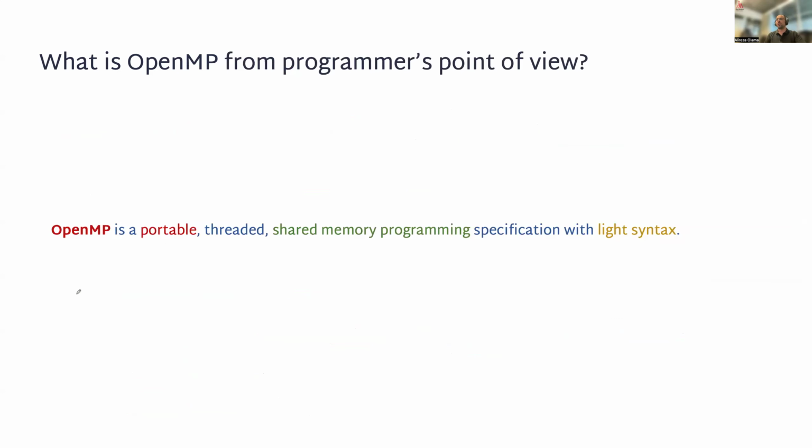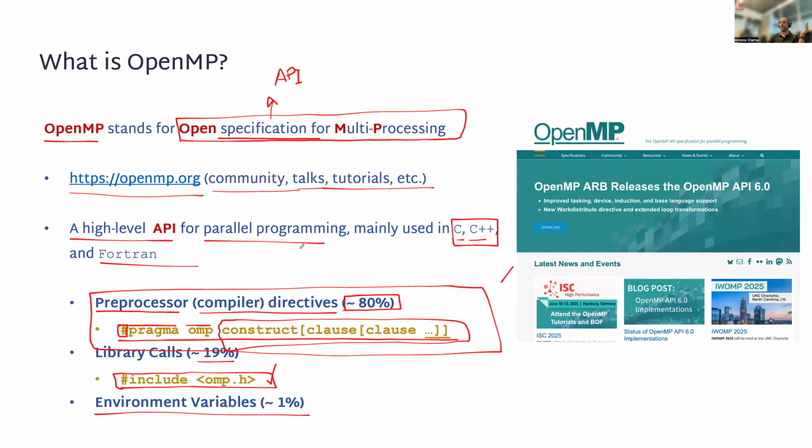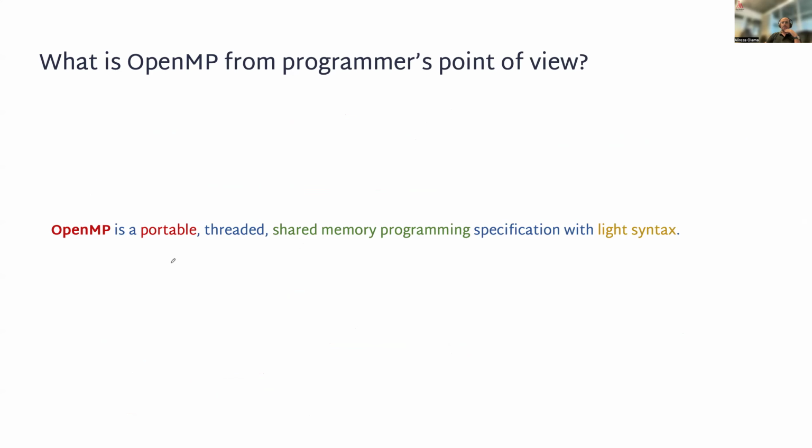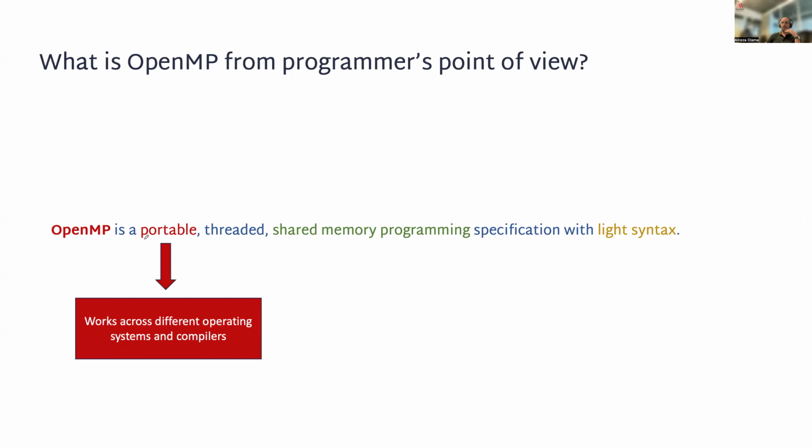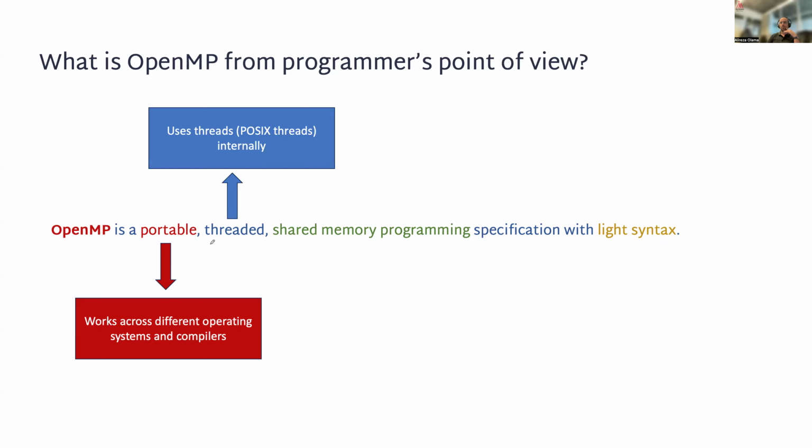Okay. So let's see what OpenMP is from the programmer's perspective. OpenMP, apart from this API and specification, has some more features. It's portable, which means that it works across different operating systems and compilers. It is threaded, which means under the hood internally, OpenMP uses POSIX threads, right?